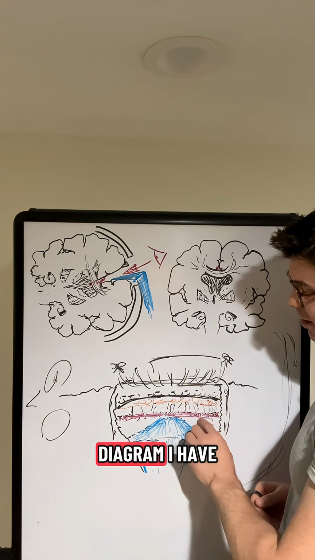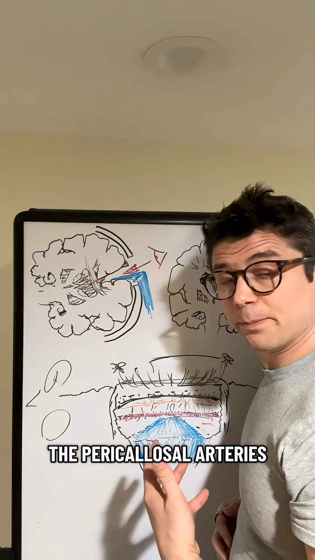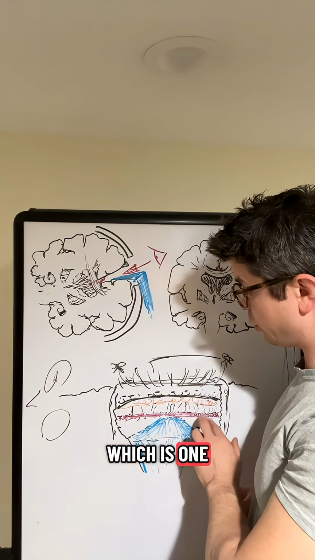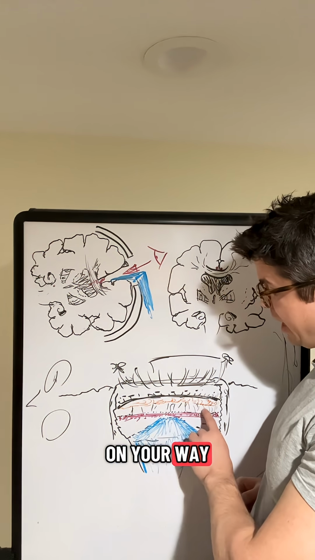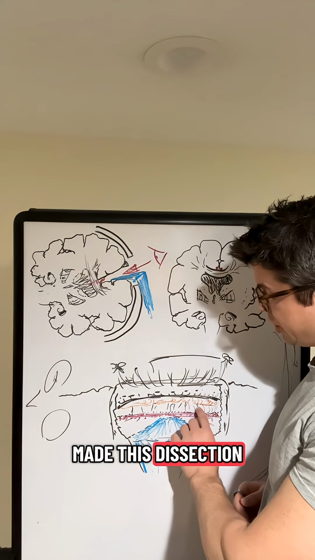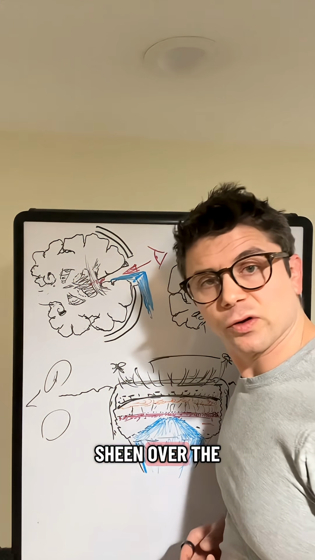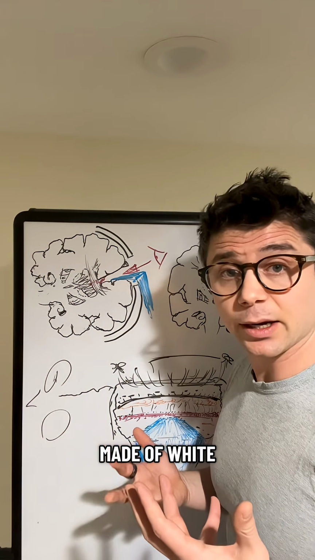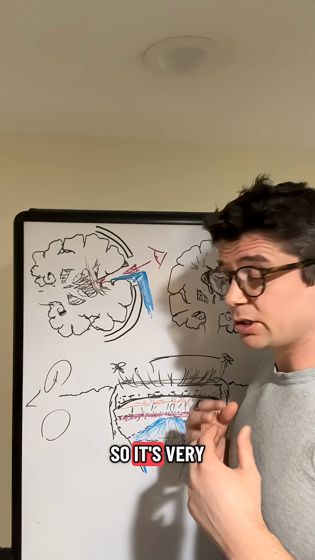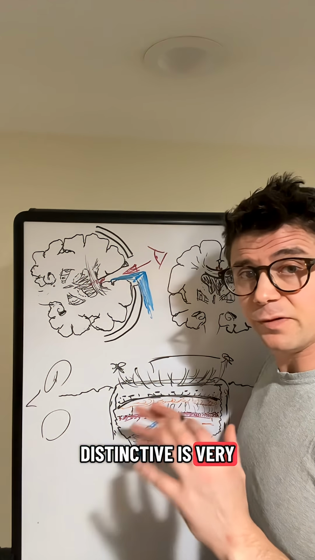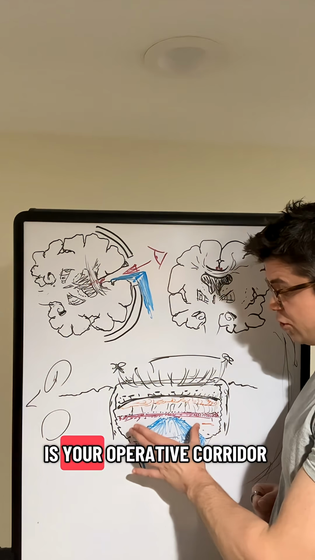And in this diagram I have here in purple, the pericallosal arteries, which is one of the things that you'll see on your way. And once you've made this dissection, you'll see this just glimmering white sheen over the corpus callosum because it's fully made of white matter tracts. So it's very distinctive, is very clearly white. And then this is your operative corridor.